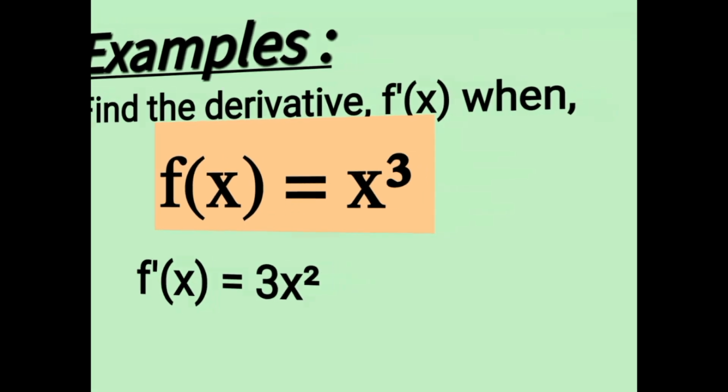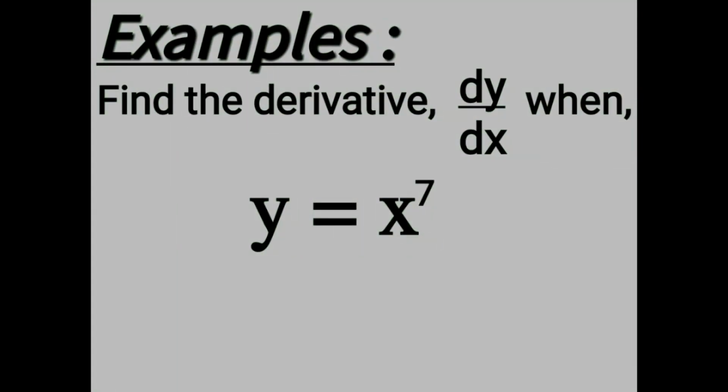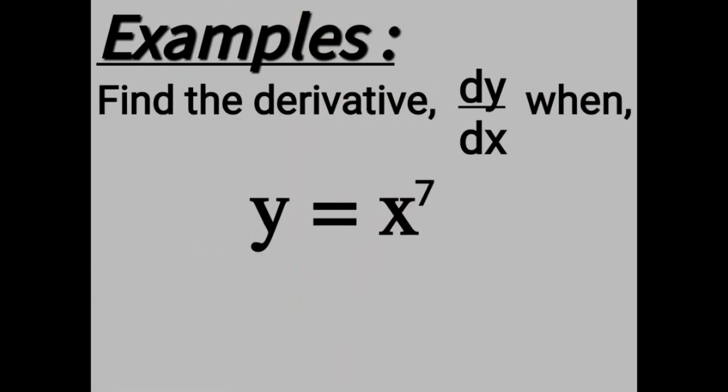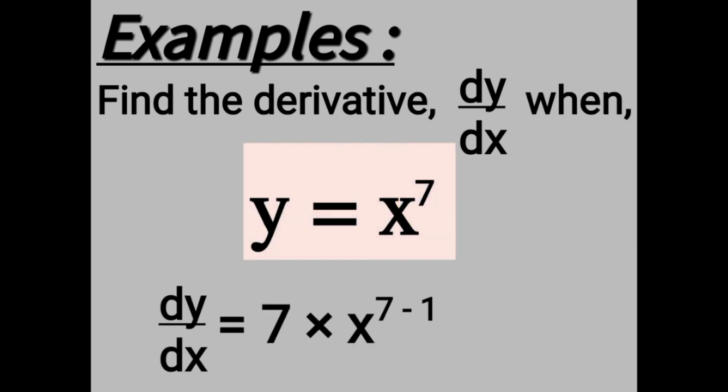Now, let's take a look at a few more examples. Find the derivative dy over dx when y equals x to the power 7. As we saw earlier, for all real values of n, if y equals x to the power n, then the derivative dy over dx equals nx to the power n minus 1. So, y equals x to the power 7. To find the derivative dy over dx, we multiply by the power, in this case 7, and subtract 1 from the power. Then, dy over dx equals 7 times x to the power 7 minus 1, equals 7 times x to the power 6, equals 7x to the power 6.